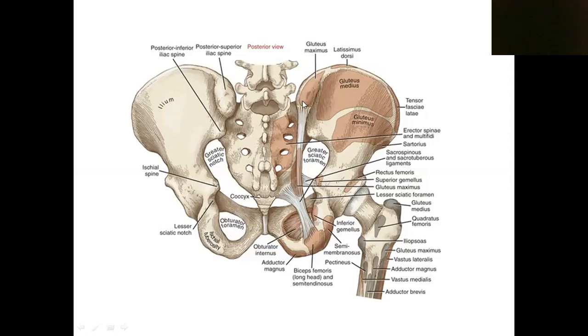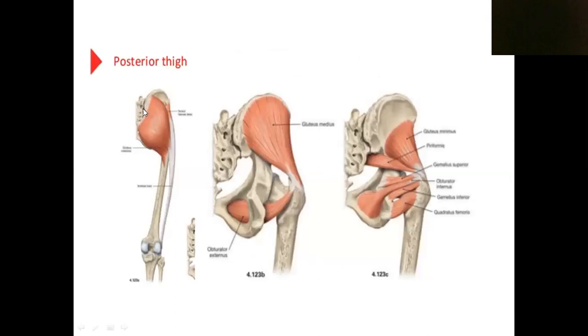From here, these fibers run downward and laterally like this, and are inserted to the gluteal tuberosity on the posterior surface of the femur. There we have the gluteal tuberosity, as I already told you along with the femur. So this area is the gluteal tuberosity. From here it runs downward and is inserted to the gluteal tuberosity like this. Now see this one. This is the gluteus maximus muscle.